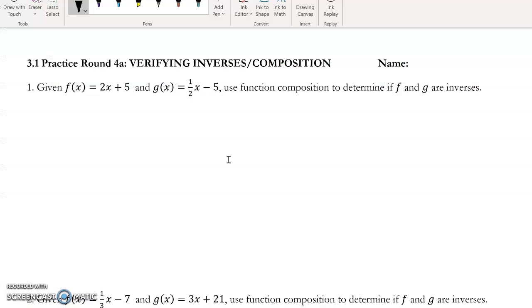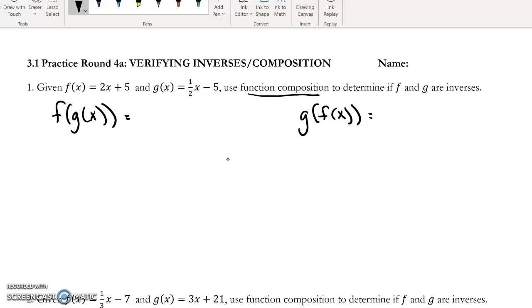So this time I'm giving you 2 functions, f and g, and I want you to use function composition to determine if they are inverses. So I need to test 2 things. I need to look at f of g of x and g of f of x. And if when I do both of those compositions I'm left with just plain old x, I know I have inverses. So first one, f of g of x.